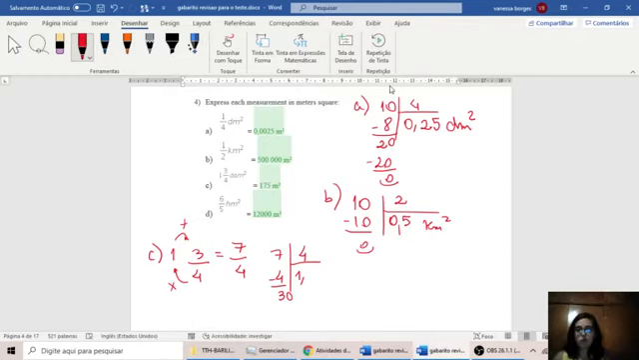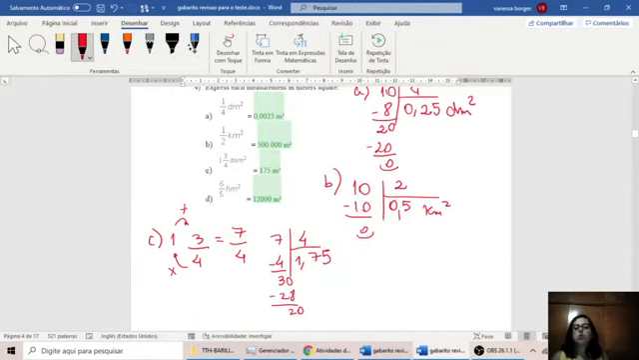30 divided by 4 is 7. 7 times 4 is 28. 30 minus 28 is 2. And I put a 0 and I continue my calculation. And I have 5 and it leaves nothing. Okay? And then letter D.